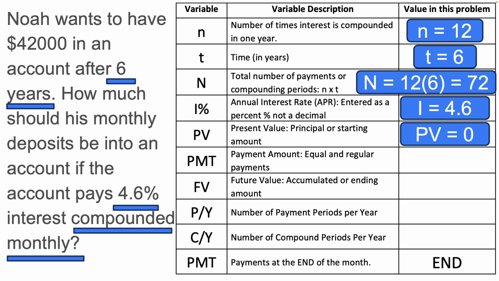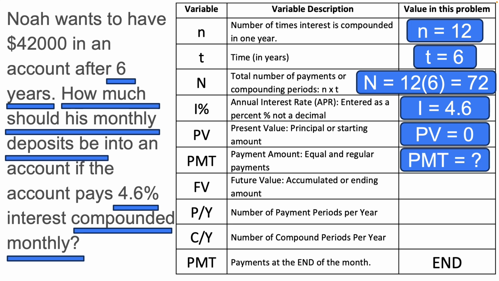Now let's find PMT, the payment amount. These are equal and regular payments. The problem says how much should his monthly deposit be in the account. So PMT is actually what we're looking for. We're looking for how much he needs to deposit. So PMT is our unknown value.